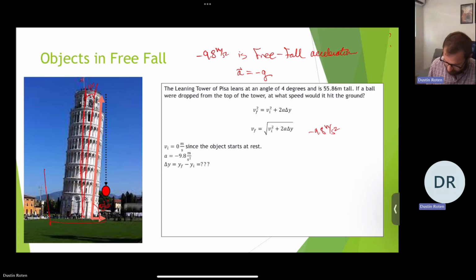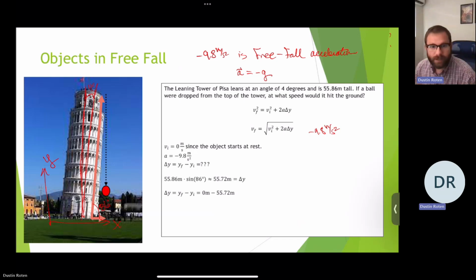So if we were going to draw this out, this would be our x. We don't have any motion in the x direction, but we do have motion in the y direction. So you can think of a Cartesian grid. All right, so now we know where this negative 9.8 comes from for our acceleration. Now we just need to figure out our delta y. So how far does this thing move through the atmosphere when it hits the ground?